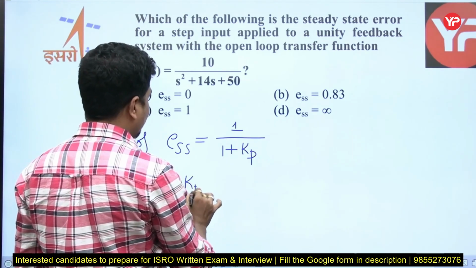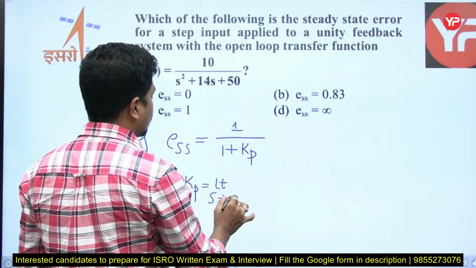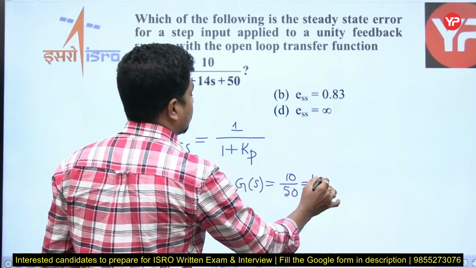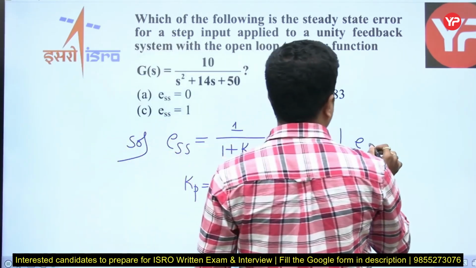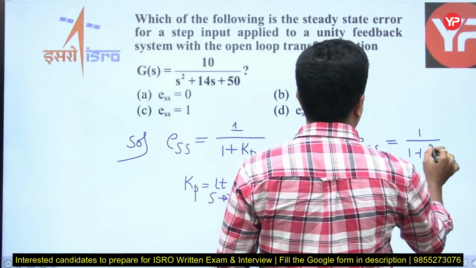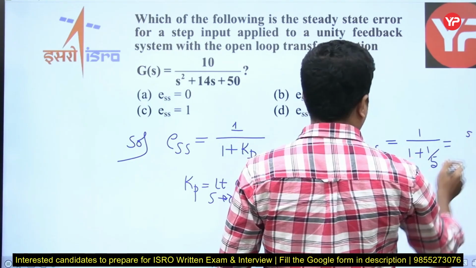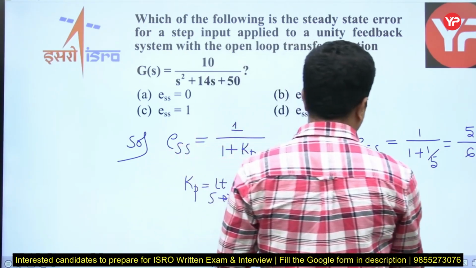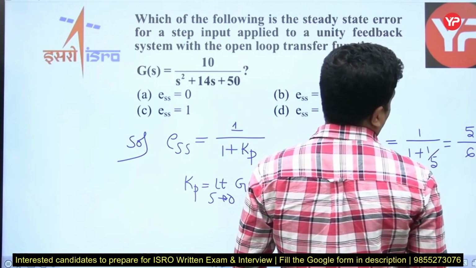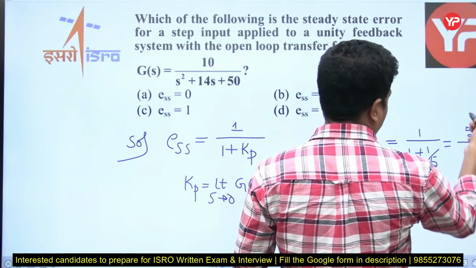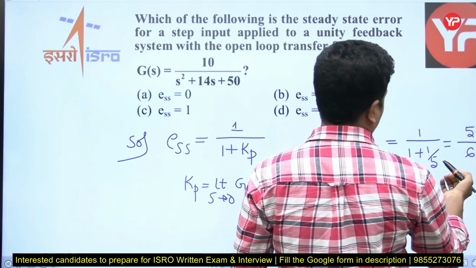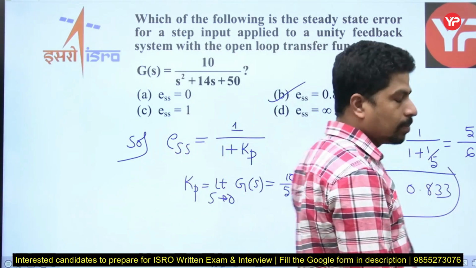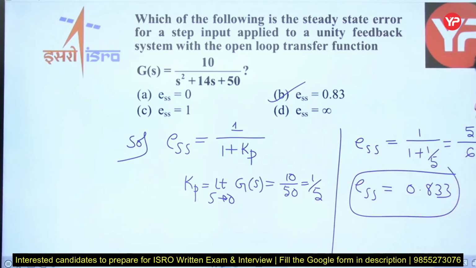What is Kp? Kp is equal to limit s tends to 0 of G(s), that is 10 by 50, that is simply 1 by 5. Now ESS is equal to 1 by 1 plus 1 by 5, that is 5 by 6 simply. How much is 5 divided by 6? It is 0.833. Option is B. ESS is right. Let's go to the next question.